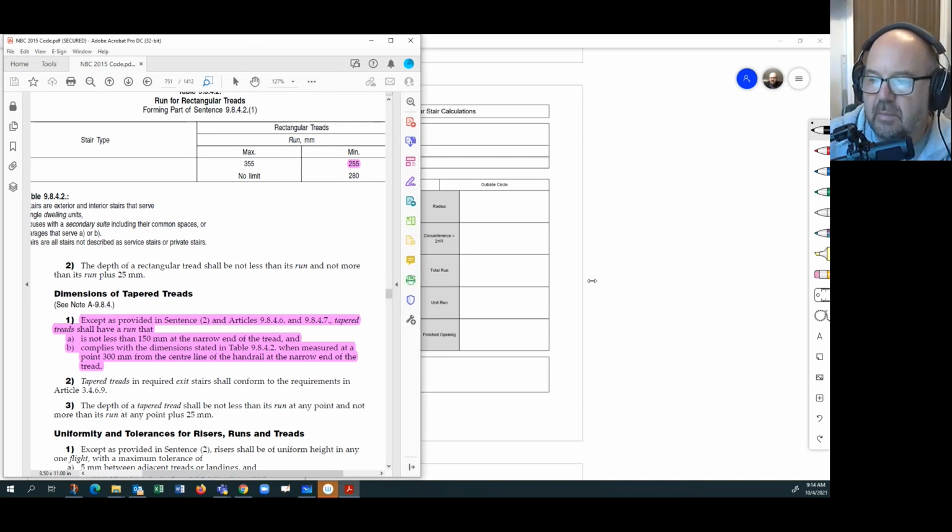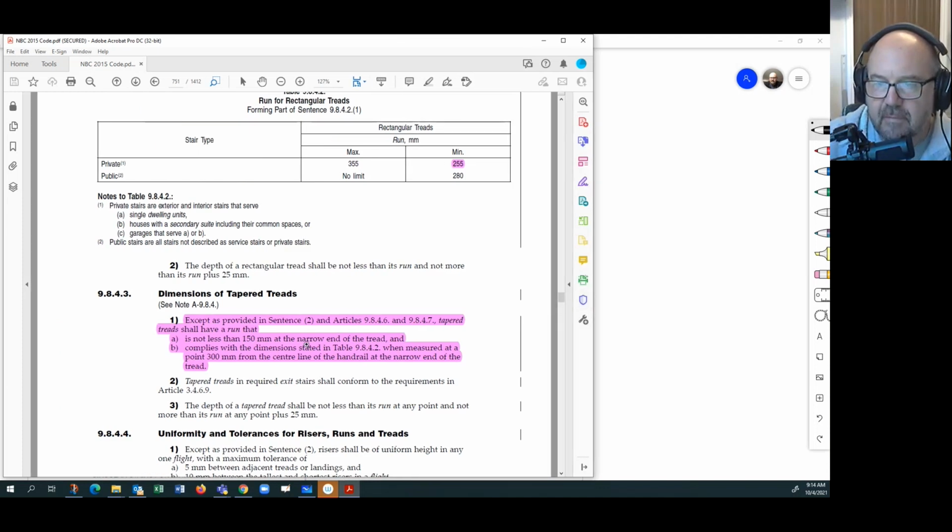All right, so let's have just a quick peek at the building code in this respect. Now this is dimensions of tapered treads, which is exactly what a circular stair is. It's a series of tapered treads. Tapered treads shall have a run that is not less than 150 at the narrow end of the tread. And so there you go, minimum unit run for a circular stair. Actually, I shouldn't even say circular stair. I should say a tapered tread is 150 millimeters. And it complies with the dimensions stated in table 9842, which is right up here.